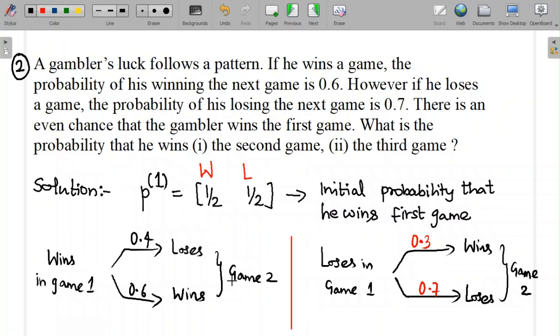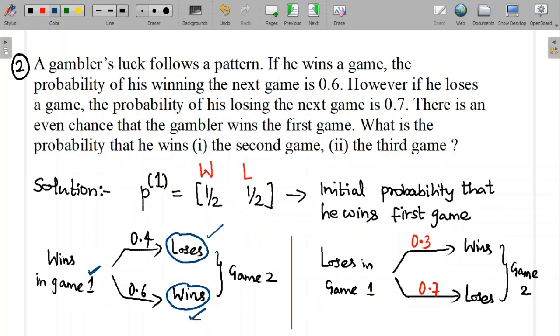And now the extra information in the question says that if he wins a game, he wins the next game with the probability of 0.6. So a win is followed by a win with a probability of 0.6, which means a win is followed by a loss with a probability of 0.4. So if he wins game one, he loses game two with a chance of 0.4. He wins game two again with a probability of 0.6.